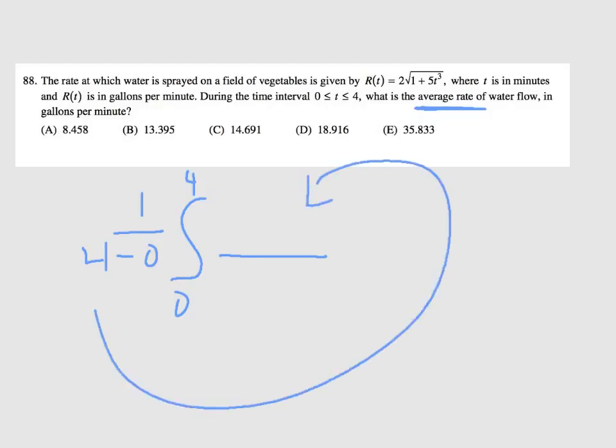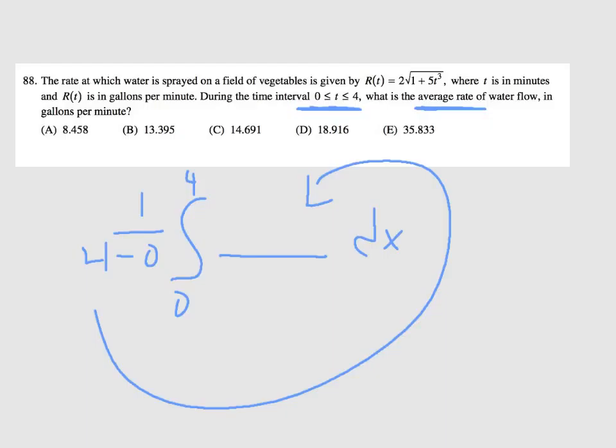There's a really cool example I'm going to show you guys in class in the next couple days about integration and average rate of change. Let me just write that dx there. So if we actually read this using English syntax, during the time interval 0 to 4, what is the average rate of water flow?